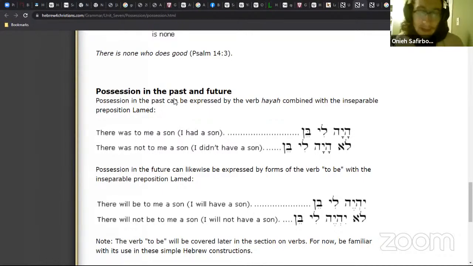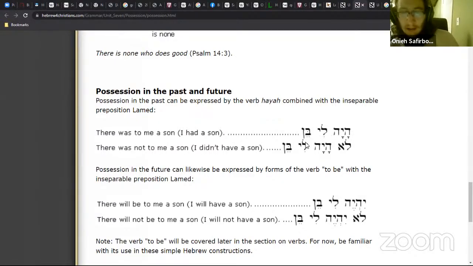Apparently it says possession in the past can be expressed by the verb haya combined with the inseparable preposition lamed. And when it says inseparable, it means it can't be its own word. It has to be joined to another word. That's why it's called a preposition. So this one also basically means exists or was, but we'll just say exists.